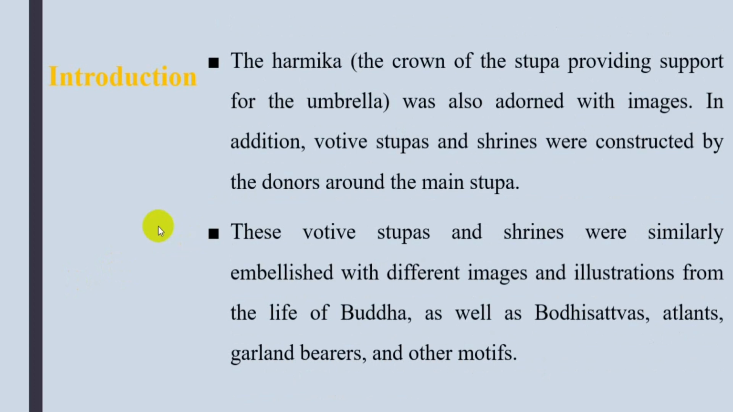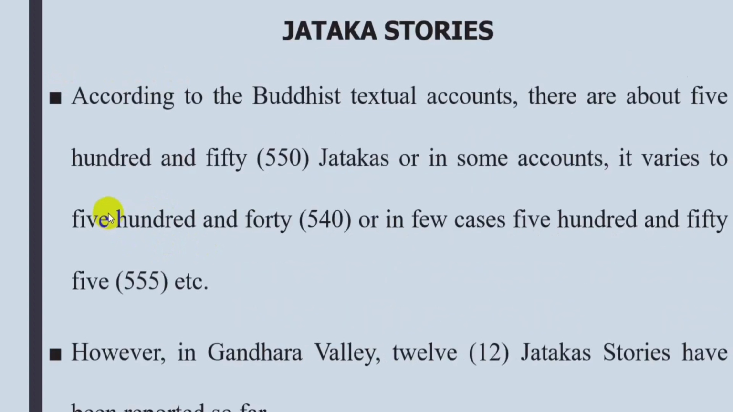The Harmika was also adorned with images, and in addition to these, votive stupas and shrines were constructed by the donors around the main stupa. These shrines and votive stupas were also embellished with different images and illustrations from the life of Buddha, as well as bodhisattvas, atlants, garland bearers, and other important motifs. They were also carved on stupas.